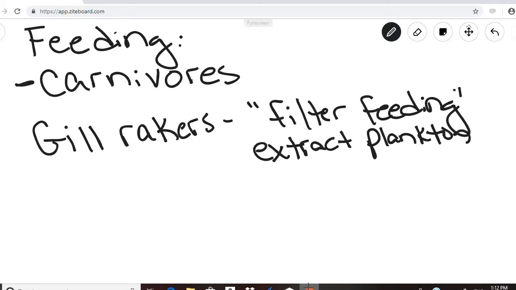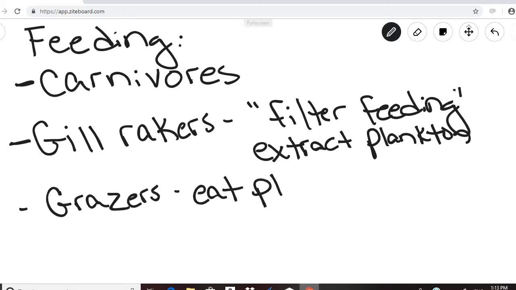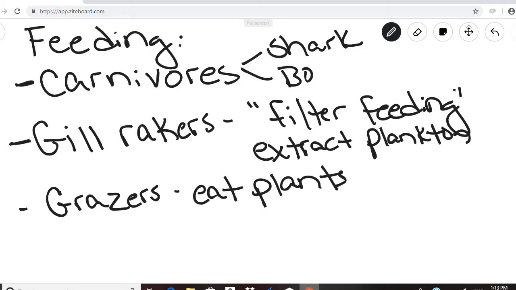Okay, so most are carnivores. Some are the gill rakers that extract plankton, and then there are also fish that are called grazers, and they actually eat plants. They would eat the sea grasses and things like that. Like the sharks are carnivores. Most of the bony fish are carnivores. But then there are these others.